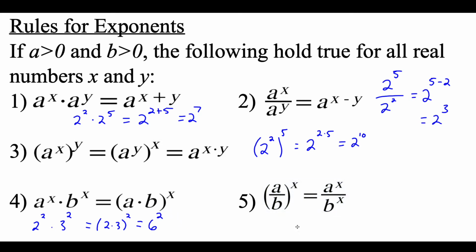And then our last rule, if you've got a fraction, a over b, being raised to the xth power, then what you can do is put that x power on both the top and the bottom. So if you have 2/3 squared, then you can write that as 2 squared over 3 squared.